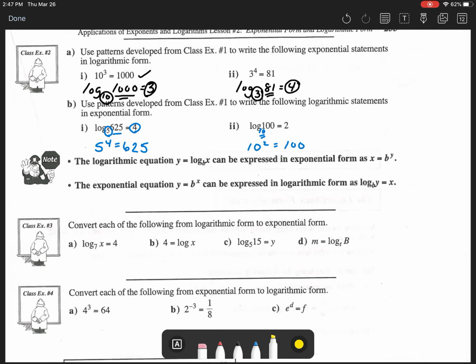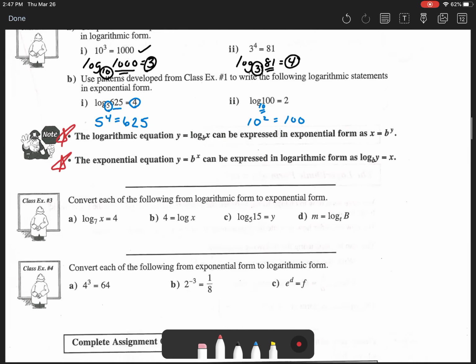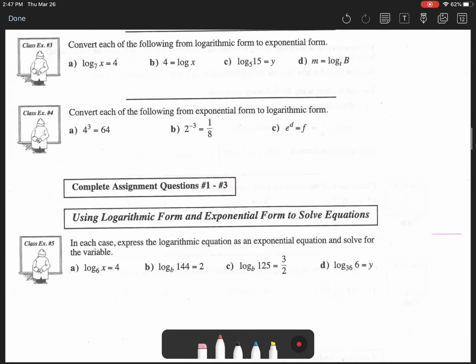So just some general things here that we want to take a look at, okay, and make sure that we remember, okay, are these 2 points right there, showing you how to go from log to exponential and how to go from exponential to log form. So let's practice those on the next couple pages here. So again, convert each of the following from log form to exponential. Okay, so this one is going to be 7 to the exponent of 4 equals x. So 7 to the exponent of 4 is equal to x.